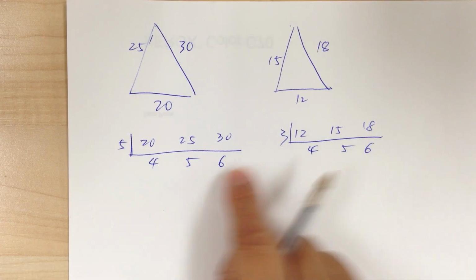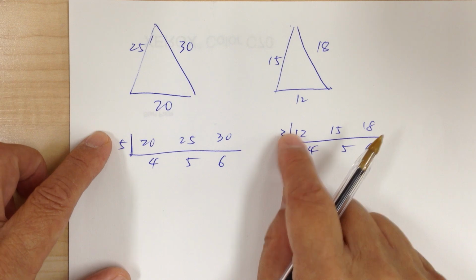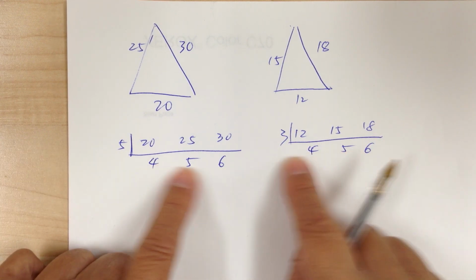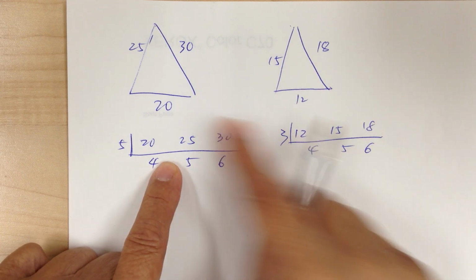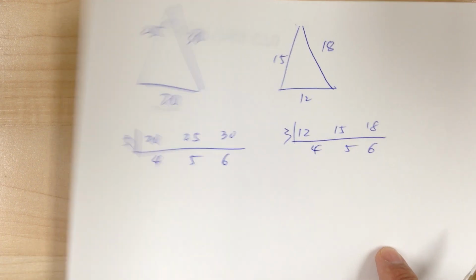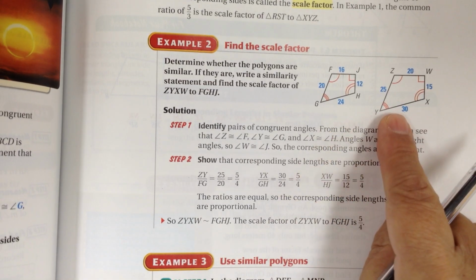So here's another way you can check if they are similar or not. You can factor out as much as you can and look at the three numbers. If they're the same, then they are similar. If they are not the same, they are not similar. Okay, let's go to example 2. And the method I just mentioned is very quick.